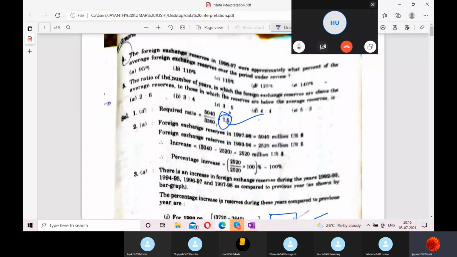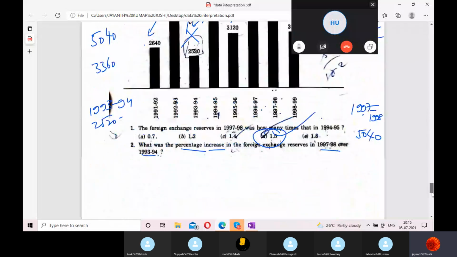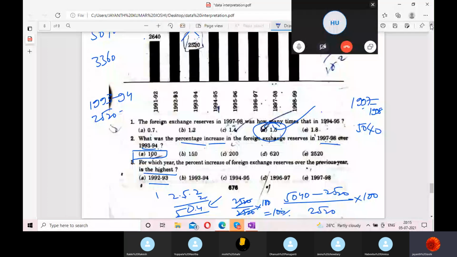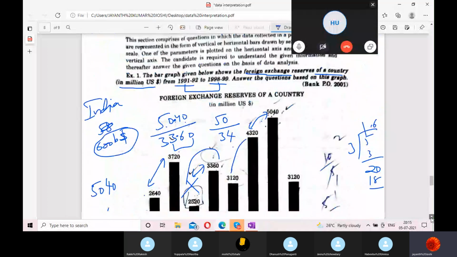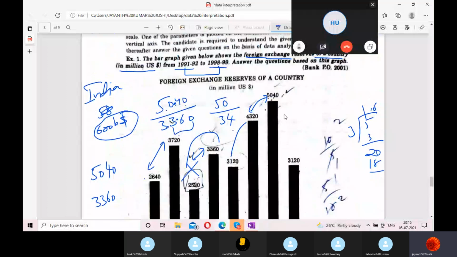So they are asking the foreign exchange reserves in 96-97 were approximately what percent of average foreign exchange reserves over the period. So now you should find out the average and compare 96-97 with that. So we'll do that. Okay. For that also you need not do the entire thing. Don't add up all of them. You take approximate figures. See, you only take 26 here, plus you take 37 here.